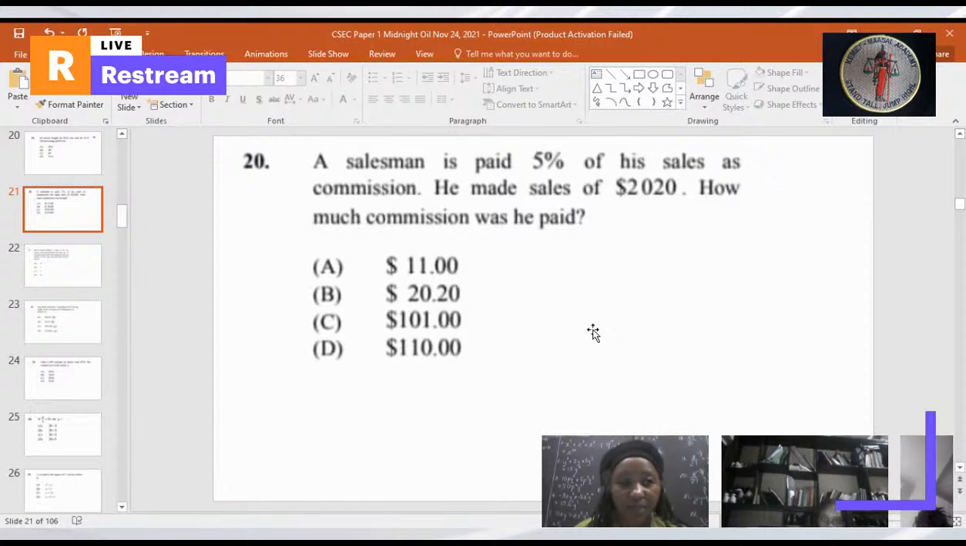All right, Imani, read number 20. Number 20. A salesman is paid 5% of his sales as commission. He made sales of $2,020. How much commission was he paid? So they basically want to find 5% of $2,020 to find out how much he was paid. So 5 over 100 times 2020 over 1. And that would give us $101, which is C. Correct.